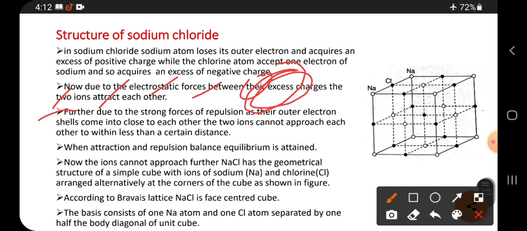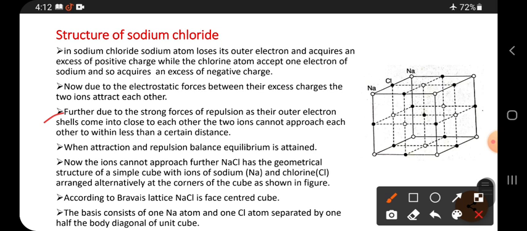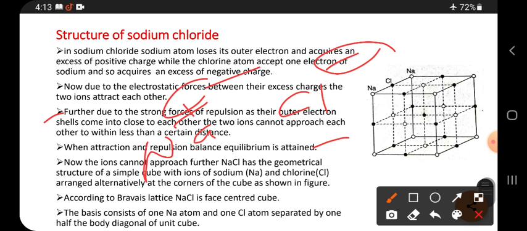Next, due to a strong force of repulsion as their outer electron shells come close to each other, the two ions cannot approach each other to within less than a certain distance. The two opposite ions attract each other, and because one is negative and one is positive, they come closer and reach a particular distance, but they never touch each other.